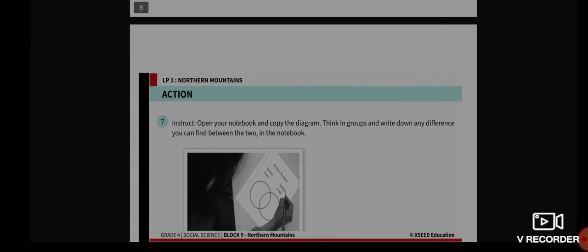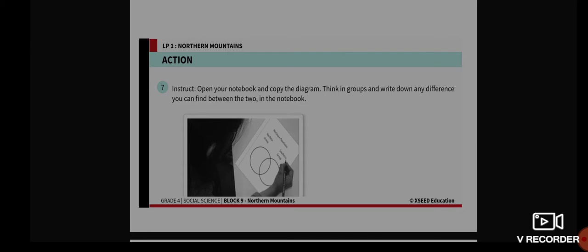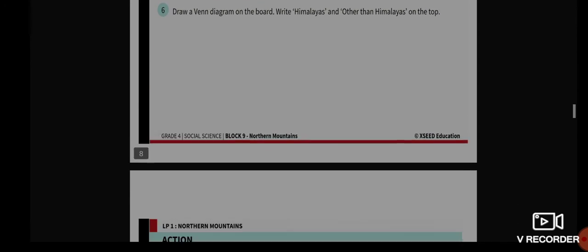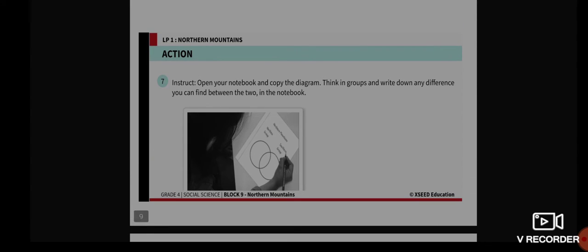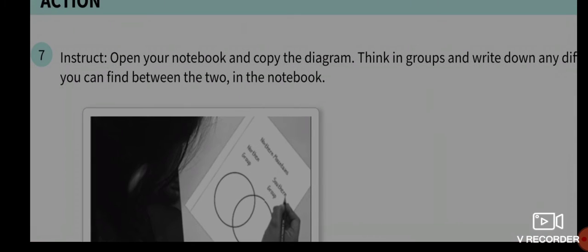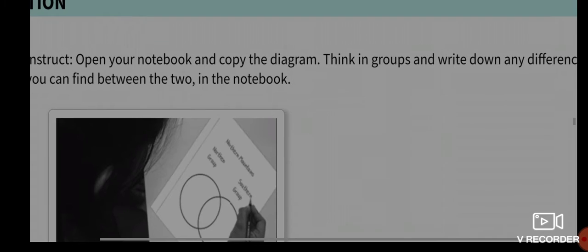Now you have to open your notebook and copy the given diagram. As I have shown you the diagram, this is the diagram. You have to copy this diagram. Think in a group. Since you are seated individually, just do it by yourself.